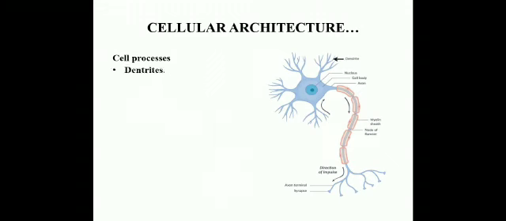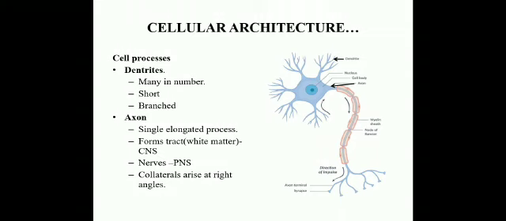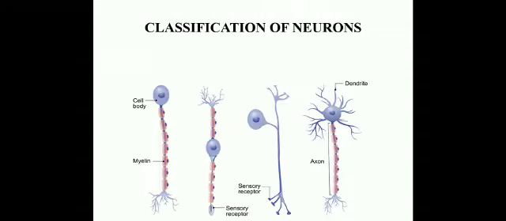One is the dendrites, which are more in number, short and branched. The axon is a single elongated process and forms the tract or the white matter in the central nervous system and nerves in the peripheral nervous system. And the collaterals arise at right angles.